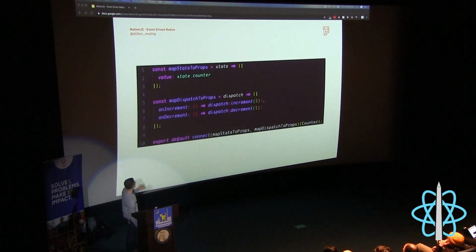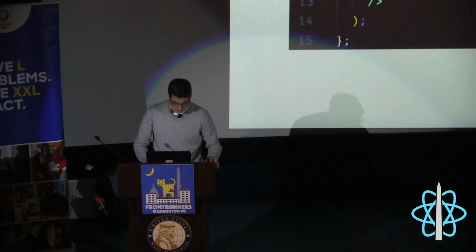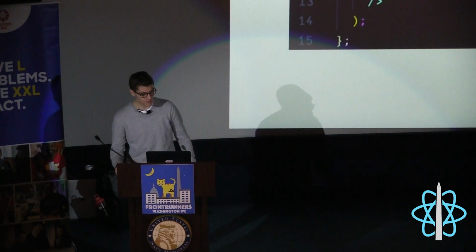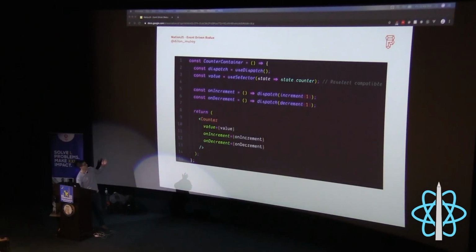We've seen this already today. We have our map state to props, we have our map dispatch to props, and then we connect it, right? Pretty straightforward. With the hooks, we can now make functional components, right? And we just get our dispatch. We can use a selector, get the state we care about, write our callback props for our counter, and then supply it to our component, be on our way.